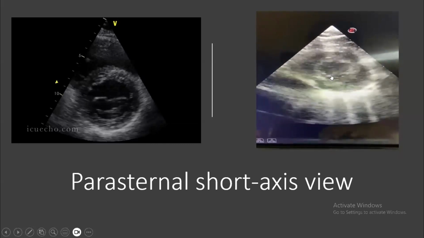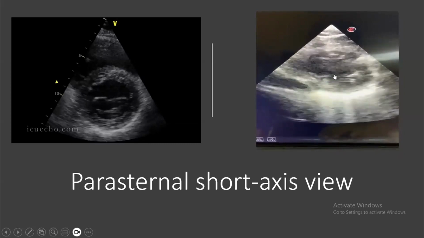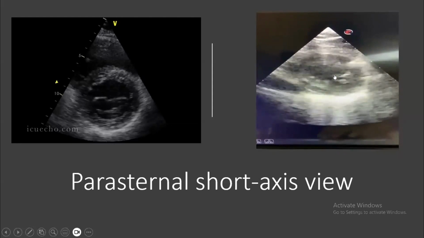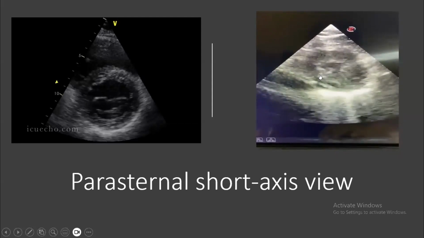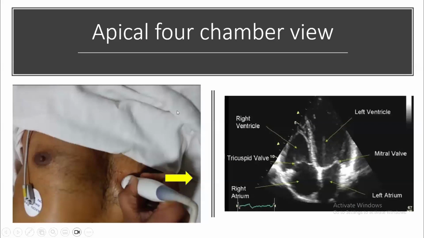Even if this is not normal contractility, we can say this is a hypercontractile left ventricle. This means the patient may be hypovolemic, the patient may be tachycardic, or the patient may have hypercontractility for any reason. But as you can see, this is how we can assess rapidly: normal or hypercontractile left ventricle.